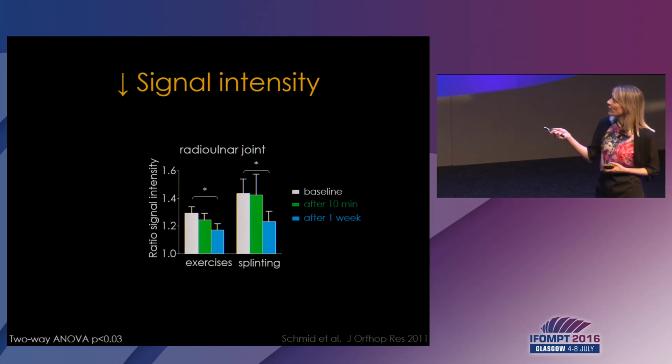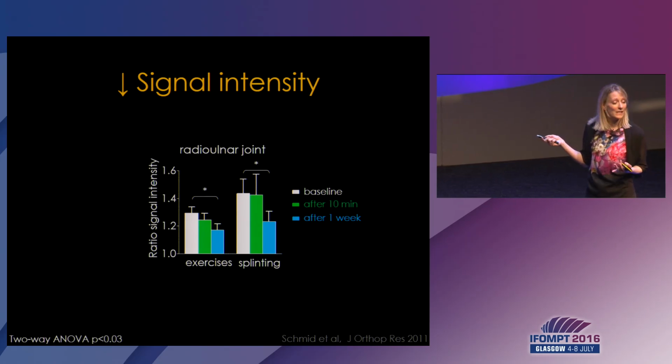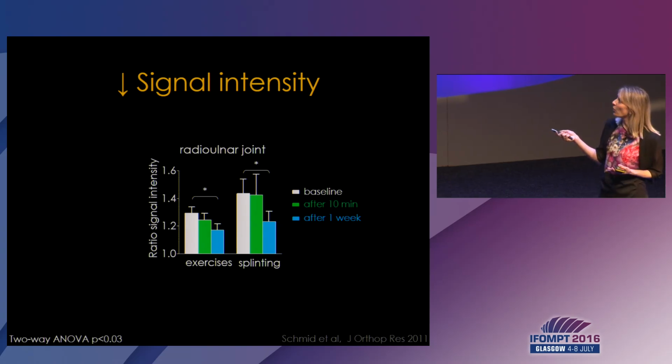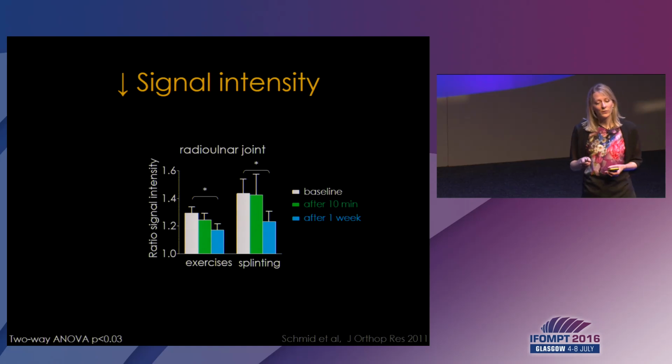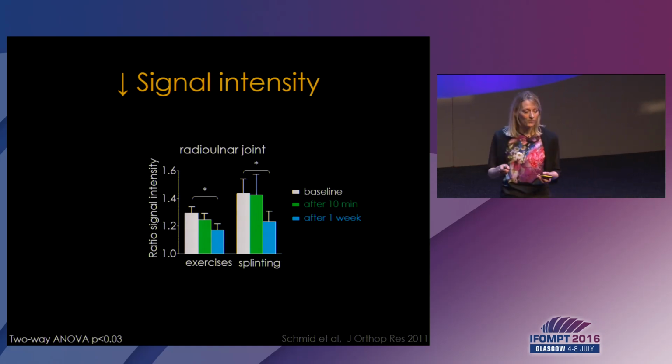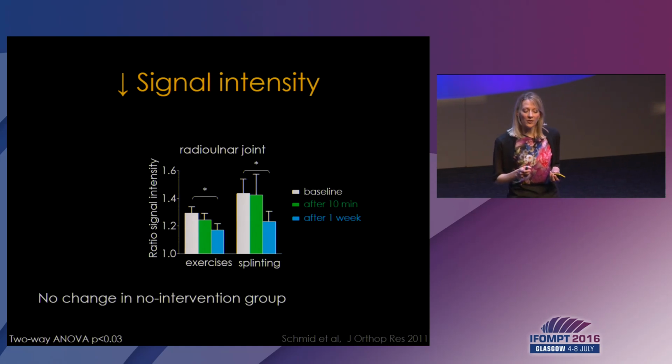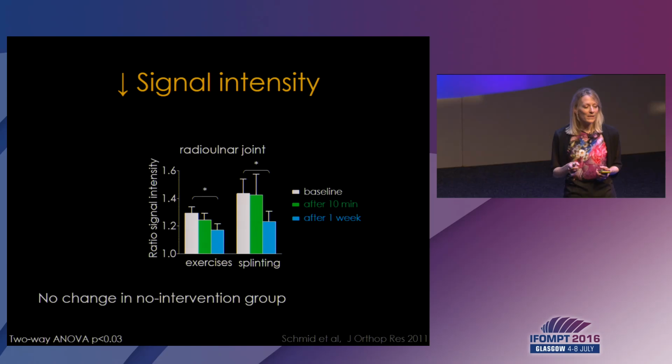This is the level of the radio-ulnar joint, and it's the signal intensity of the median nerve. And you can see that there was no immediate effect after 10 minutes of exercises or splinting. However, after 1 week of both exercising and splinting, there was a significant reduction of the intraneural signal intensity of the median nerve. And because there was no change in the no-intervention group, we believe that this is reflective of those exercises and the splinting being able to reduce intraneural inflammation, which is a clinical correlate for the signal intensity that we are measuring.